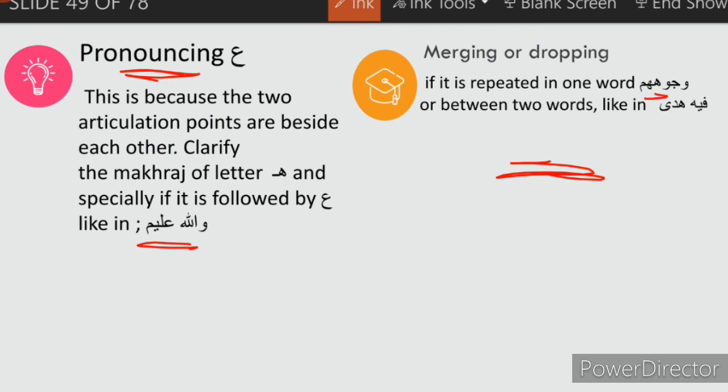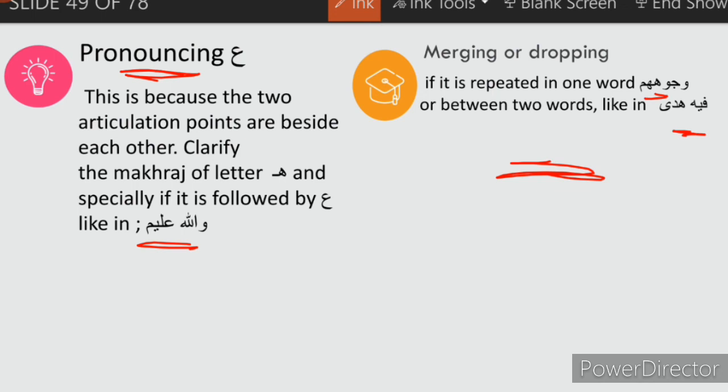And the next is if the ha comes between 2 words, fihi hudal. We have to make the 2 ha so clear. So one of the mistakes that may happen here is fihi huda, fihi huda. Where's the first ha and the second ha? They're not clear. And we have to listen. When we listen to a reciter, we have to be able to recognize each single letter.